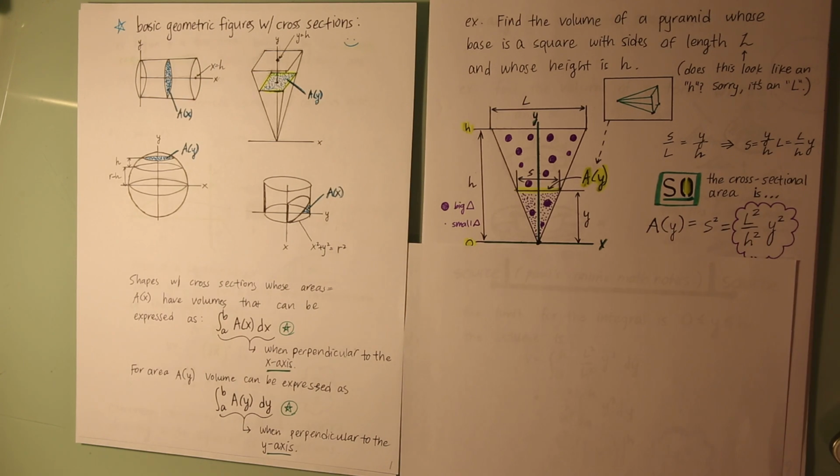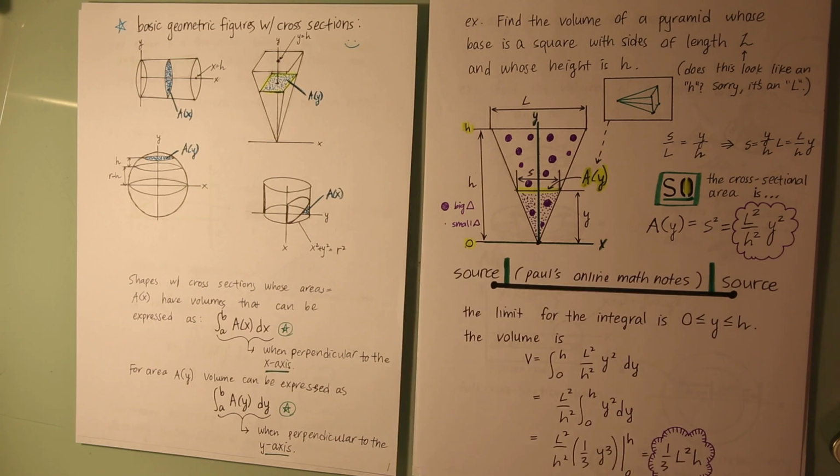Since we're observing the volume in terms of y, our bounds are also in terms of y. We go from 0 to h, the height, for this volume. And when we solve, we get 1/3 L squared times h.